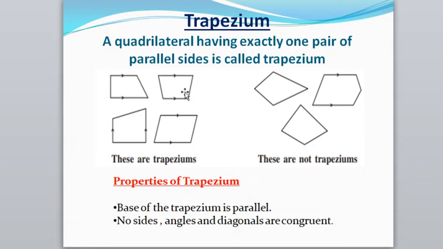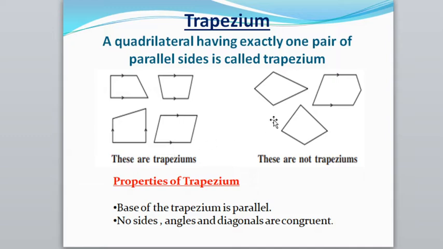Then in the next figure, one pair of sides is parallel while the other pair of sides is not parallel. So it is also a trapezium. Remember that in a trapezium we want only one pair of parallel sides. Then in the third figure also one pair of parallel sides is present while the other pair is not parallel. In the fourth figure also we notice one pair of parallel sides. That's why these are trapezium.